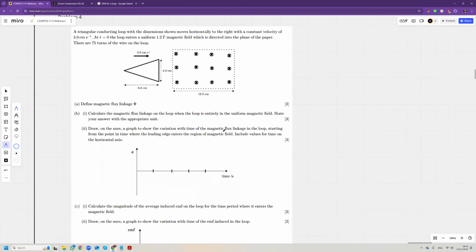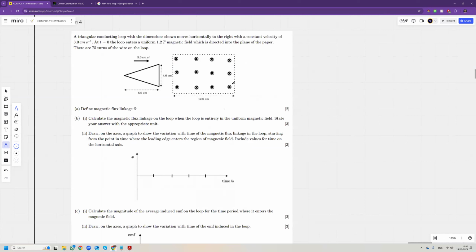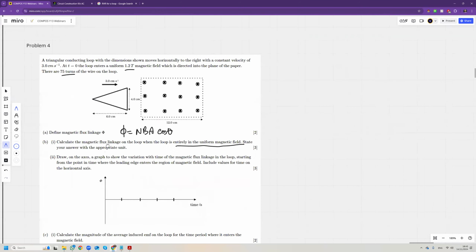A triangular conducting loop with dimensions shown moves horizontally to the right with a constant velocity of 3 centimeters per second. The loop enters a uniform 1.2 Tesla magnetic field, which is directed into the page. There are 75 turns on the wire on the loop. Well, the first question, define magnetic flux linkage. Magnetic flux linkage is NBA cos theta, where N is the number of loops, B is the magnetic flux density, and A is the area. Calculate the magnetic flux linkage on the loop when the loop is entirely in the field. State your answer with the appropriate unit.